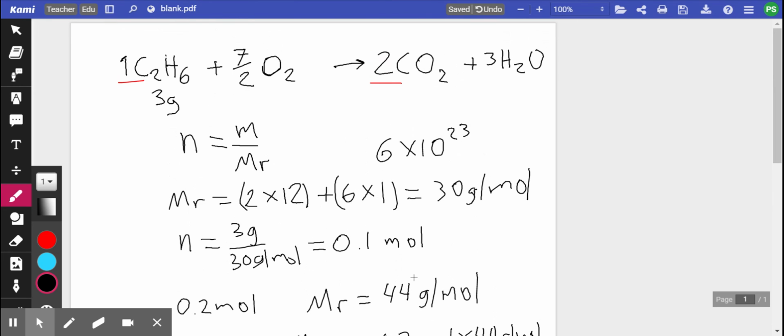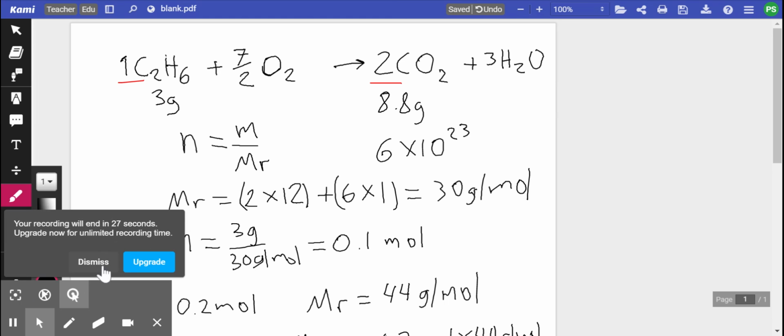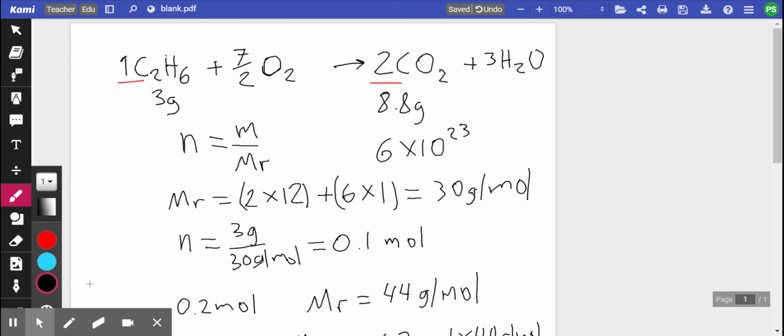So this method has shown us that if you start with 3 grams of ethane, you will end up with 8.8 grams of CO2. Now, if you just look at these two numbers in isolation, it seems like it is not balanced. However, if you calculate the rest of the masses, you will see that the amount of mass on both sides is equivalent. And for this, please watch part 2.